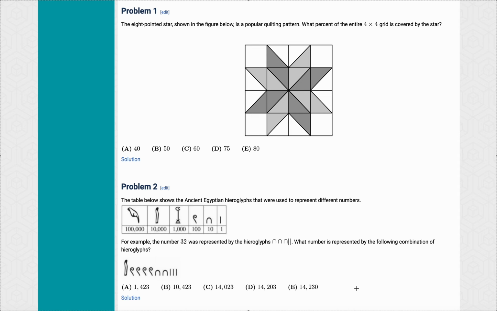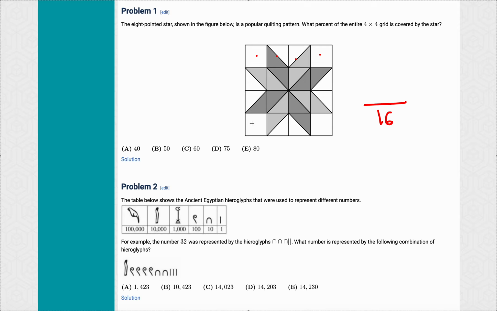Through problems 1 through 5 on the AMC8. So problem 1, there's an 8-pointed star, and we want to find what percent of the entire grid is covered by the star. So, well, 1, 2, 3, 4. So it's a 4x4 grid.